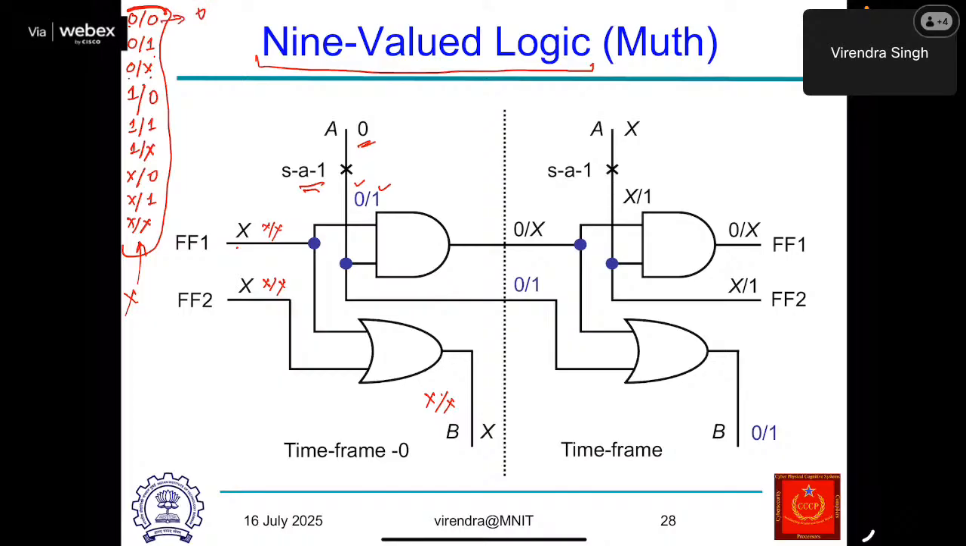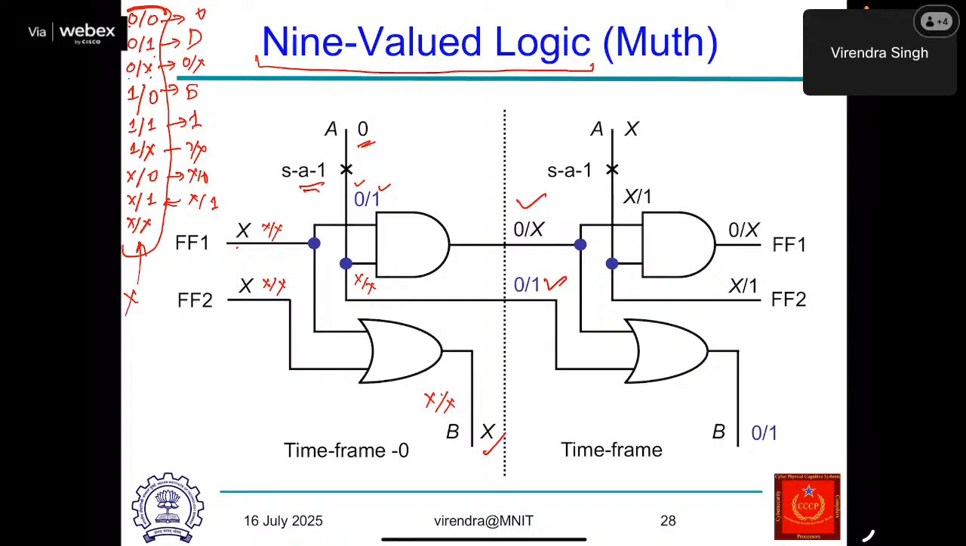This is my 0. This is D. This is 0 by x. This is D bar. This is 1, and 1 by x, x by 0, x by 1, and x, like that. These are the nine symbols that I have. So this will become x by x, and that is x. Here I have one input as x by x, another input is 0 by 1, and what output will I get? 0 by x, because this is an AND gate. So 0 by x would be here, and 0 by 1 will appear over here in the second time frame.